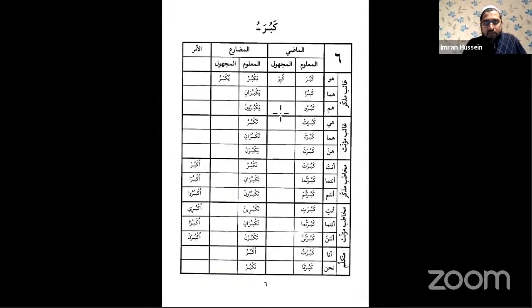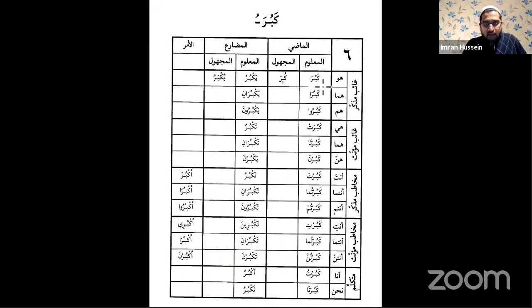The last one is kabura. So kabura is the third pattern for the past tense verb, where the middle letter has a dhamma. Is that clear? Kabura is the last verb, which you can do yourselves. That's enough practice in here. I'm going to send you a handout just for practice for the verbs, and then inshallah next week we'll go back into the book and continue from where we left off.